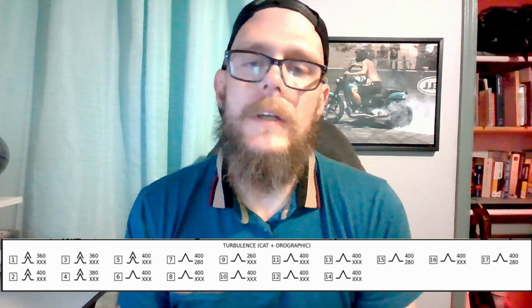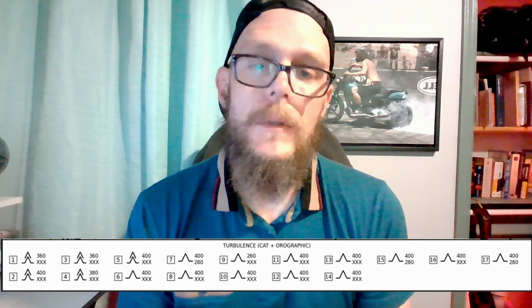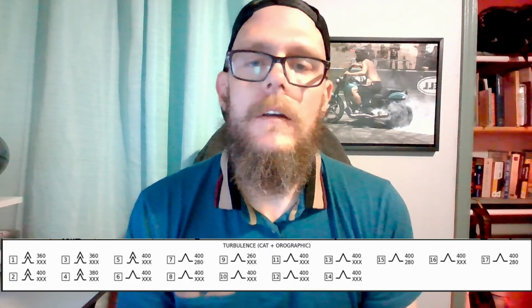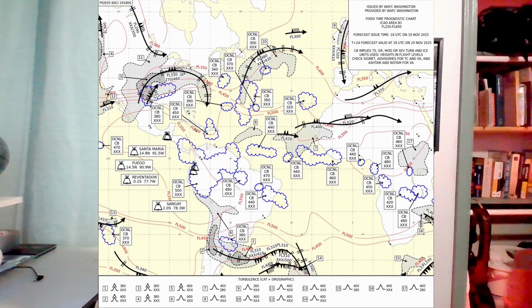The second legend depicts turbulent severity and height. The corresponding numbers, one is here, flight level 360 over XXX. The XXX indicates turbulence extends below the flight level of interest. Turbulence is depicted in light gray for moderate and dark gray for severe. Follow the numbers to find the height and base of the probable turbulence.